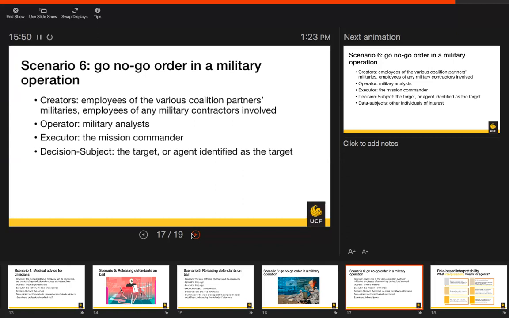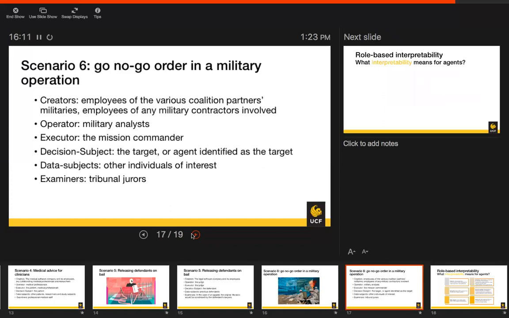When the executor, the mission commander, makes a decision, the target will be killed. The data subjects would be other individuals of interest. The examiners would be the tribunal jurors, who examine whether this action is correct or not.